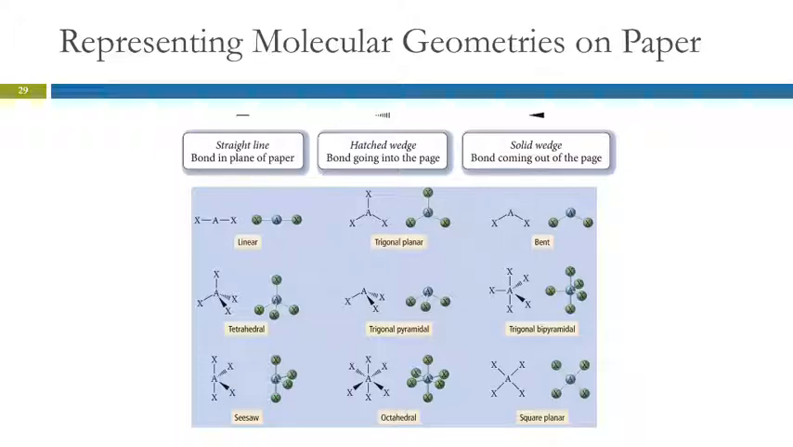This is an illustration from your textbook, kind of giving you an idea of how to represent these on paper. This part is very useful. The straight line means it's in the plane of the paper or the screen. A hatched wedge is like a dashed line. It's like behind the screen. And a solid wedge means it's coming out at you. Now, some of these are drawn fairly easy to see, and some of them are a little screwy. It just takes a little bit of practice to be able to see these. But if you're taking OChem, you've got to learn how to visualize these things.